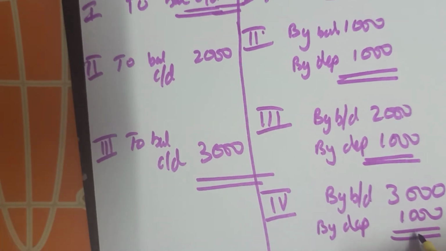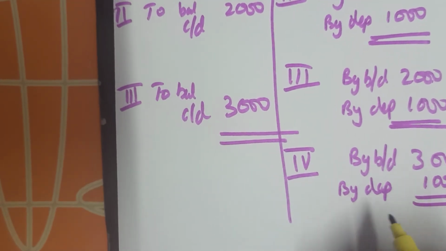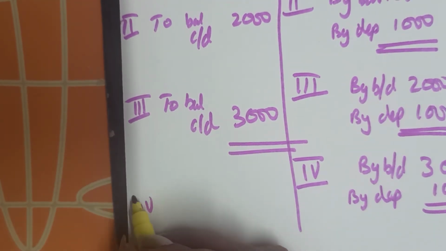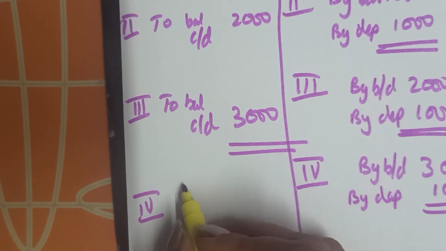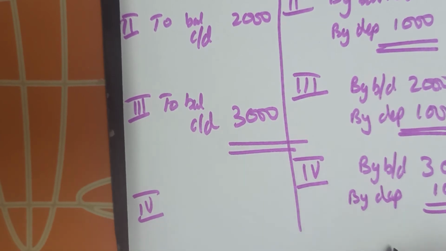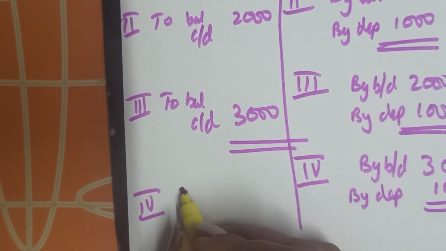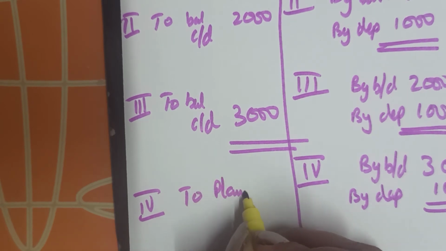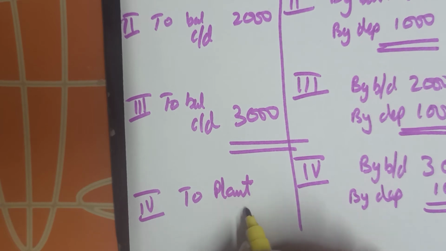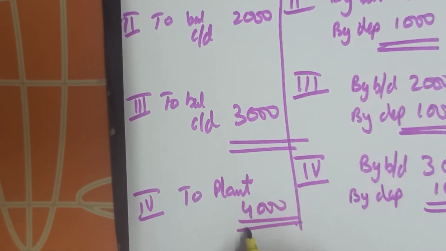At the end of the year, we sell this asset. In the last year, we do not write here to balance carried down because we are not continuing with the asset account. We will transfer this to the plant account, the asset account, whatever account you make. To the asset account, you transfer this depreciation 4000, and this is the depreciation that will go to the asset account.